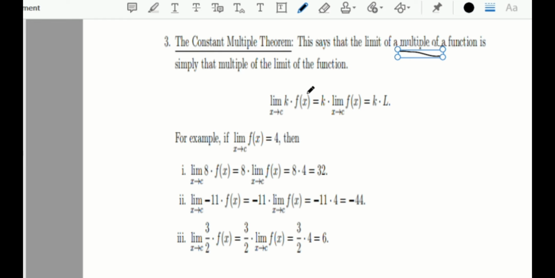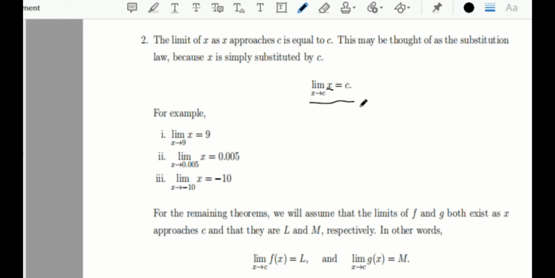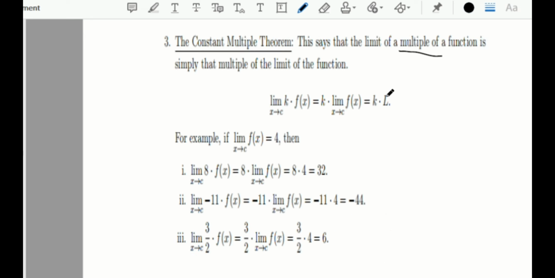Since k is a constant, we can factor out k, or put k outside before the limit. So we now have k times the limit of f of x. Based on our previous slide, the limit of f of x is L. Therefore, the limit of k times f of x is equal to k times L.